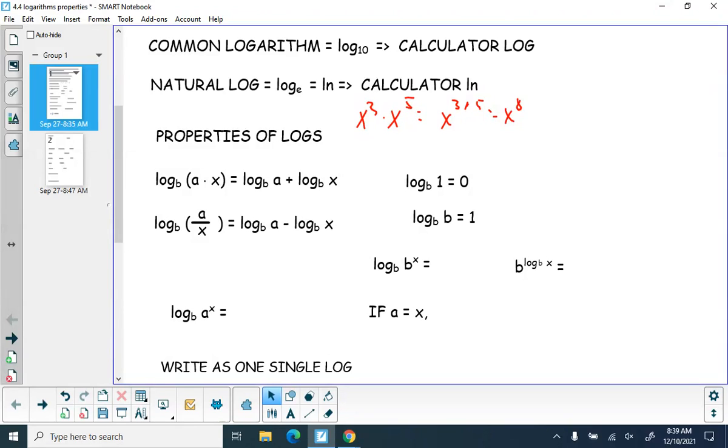And you can ask yourself, what exponent do I need to take b to get b? Well, it's just b to the 1st power.